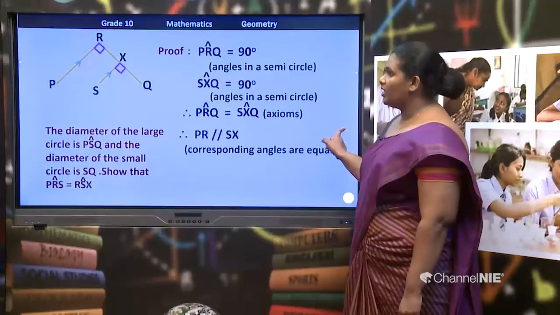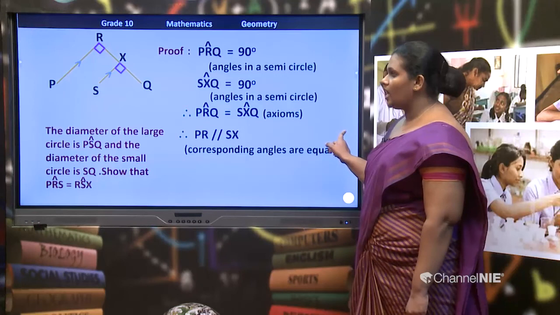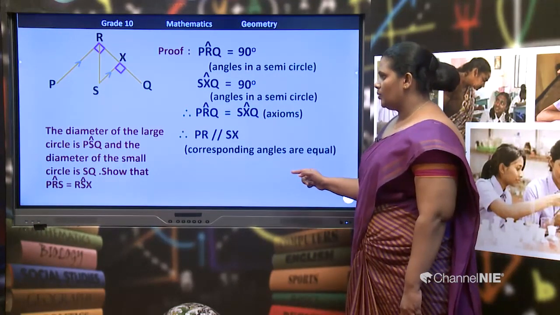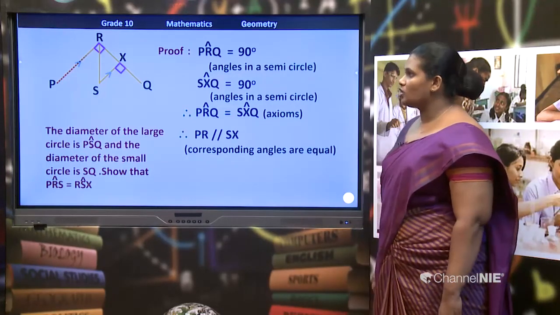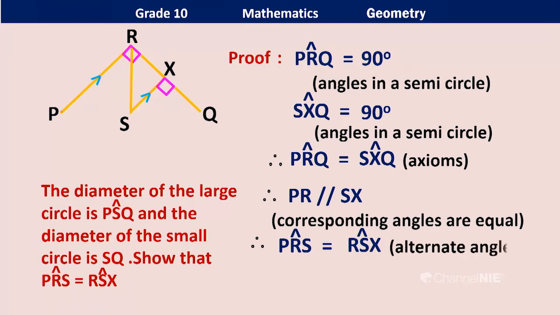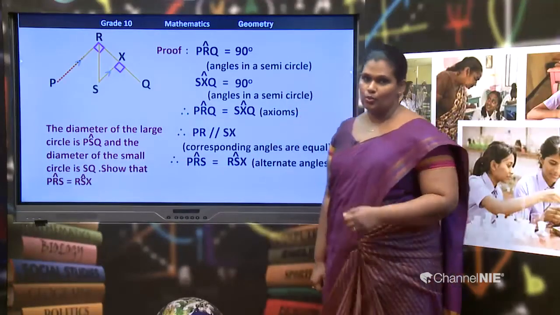Now, when we consider PR and SX as two parallel lines, we can join RS. Therefore, we can say angle PRS is equal to angle RSX. The reason is those two are alternate angles. So, finally, we got the answer. We got what they have asked us to show.